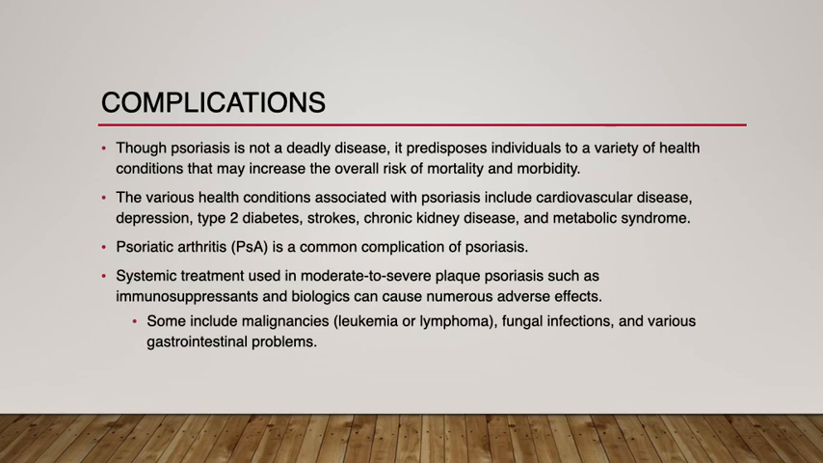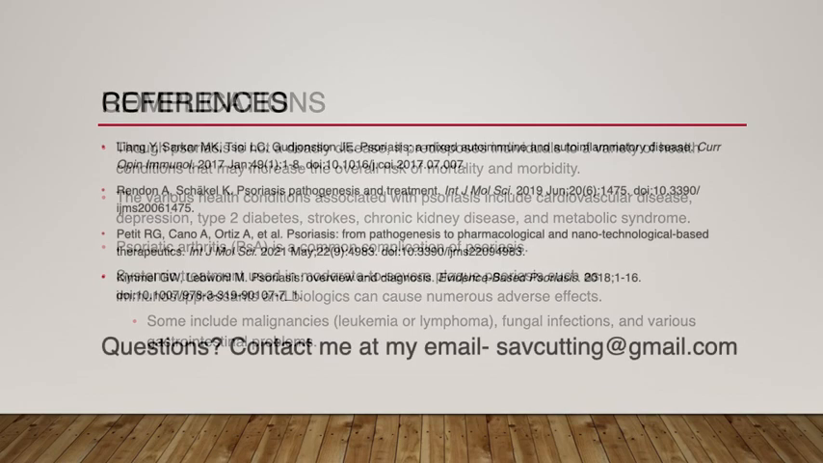Psoriatic arthritis is a common complication of psoriasis, as we discussed prior. Suspect psoriatic arthritis in patients who are suffering with tender, stiff, and erythematous or swollen joints. This can lead to reduced mobility and joint damage if left untreated. Make sure to screen these patients with x-rays and blood tests with inflammatory markers. Some treatments used for psoriasis, including immunosuppressants and biologics, can have lasting effects. This includes malignancies such as leukemia or lymphoma, various fungal infections, or GI problems.